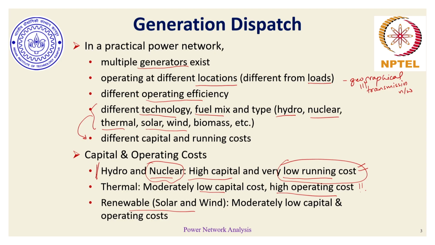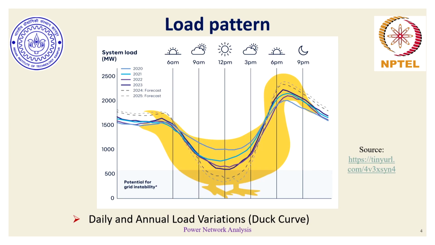So given a network which has these different types of technologies and different types of synchronous generators in place, eventually all these synchronous generators are essentially driving the network load. If the load had not been there, there would not have been any need of a power network, any need of generation, or a transmission network. Now that is point number one.